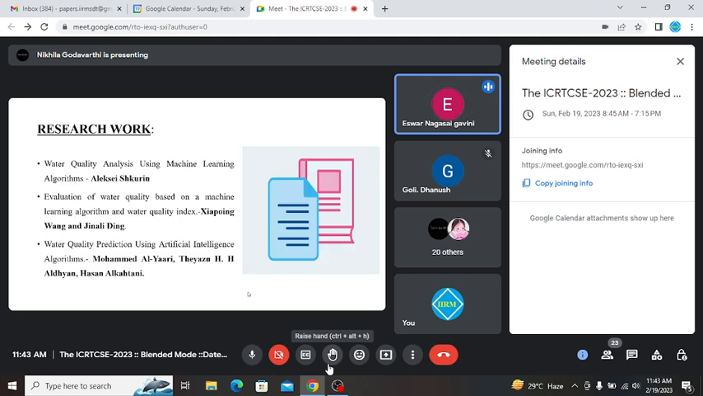The research work on water quality analysis using machine learning algorithms by Halsky Shukrin, the research work on the evaluation of water quality based on machine learning algorithm and water quality index by Zepeng Wang and Jinali Ding, and the research work on water quality prediction using artificial intelligence algorithm by Mohammad Ali Ari, Tianj H. Alhadan Hassan Al-Ghatin. Thank you, sir.